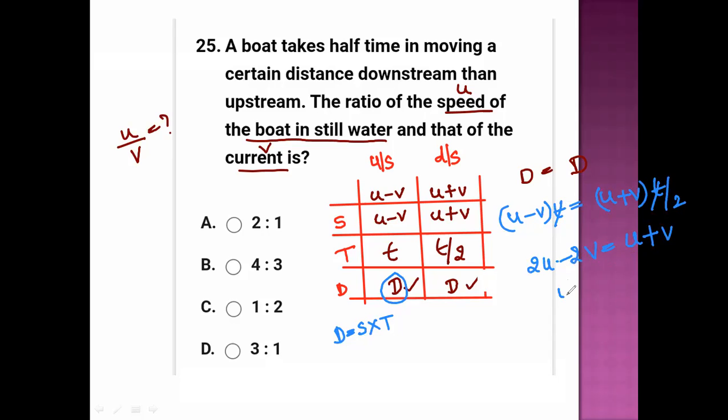If you take it across, this will become u equals 3 times v. Therefore u by v will be equal to 3 by 1. He's asking u by v, so u by v is nothing but 3:1. So 3:1 is the answer for the 25th question. Very easy one, easy to solve also.